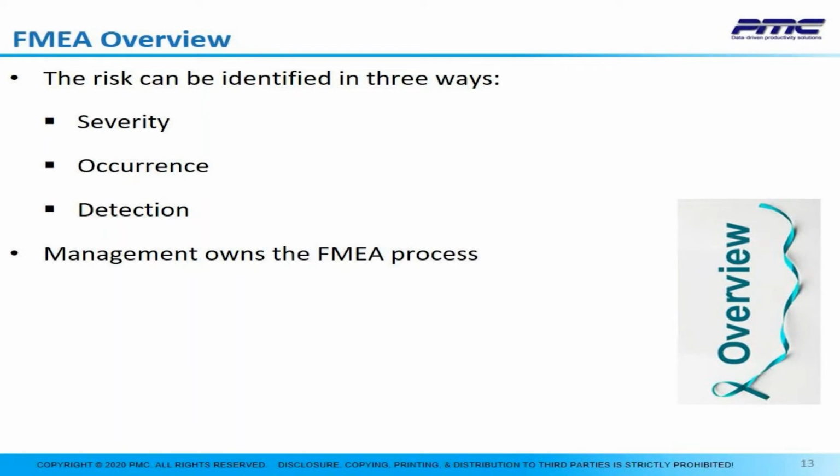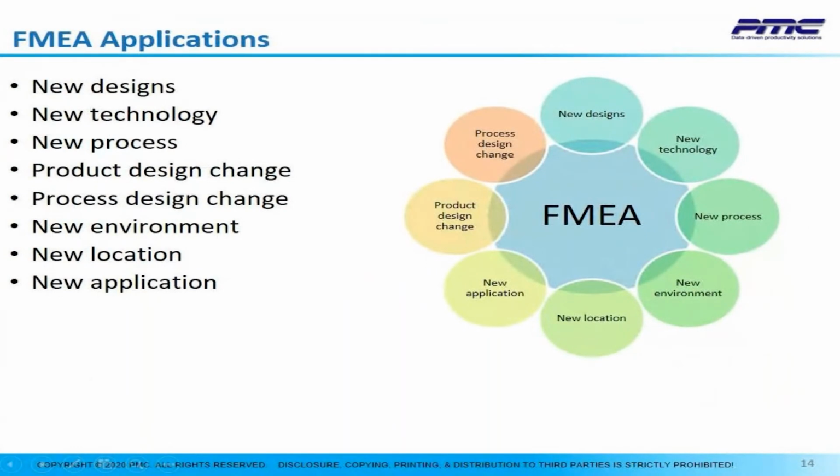Management owns the FMEA process, selecting resources, applying resources, effective risk management process, process timing, eliminating roadblocks, and incorporating lessons learned. So where do we apply FMEA? FMEA technically can be applied on new designs, new technology, new process, product design changes, process design changes, new environment, new location, and new application.